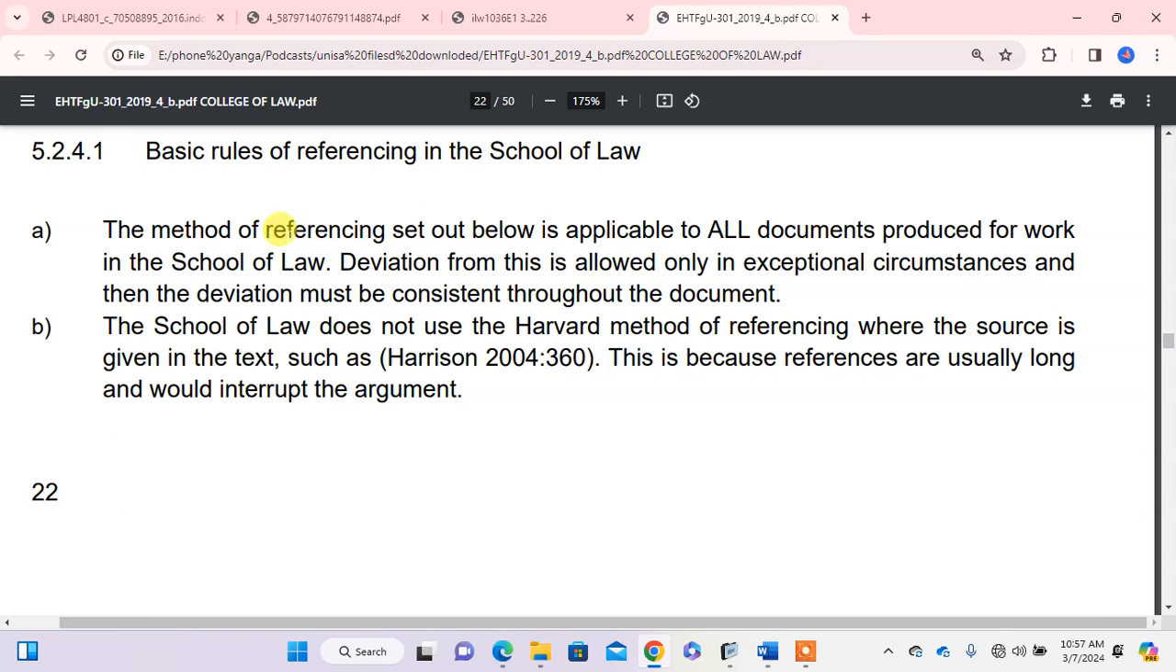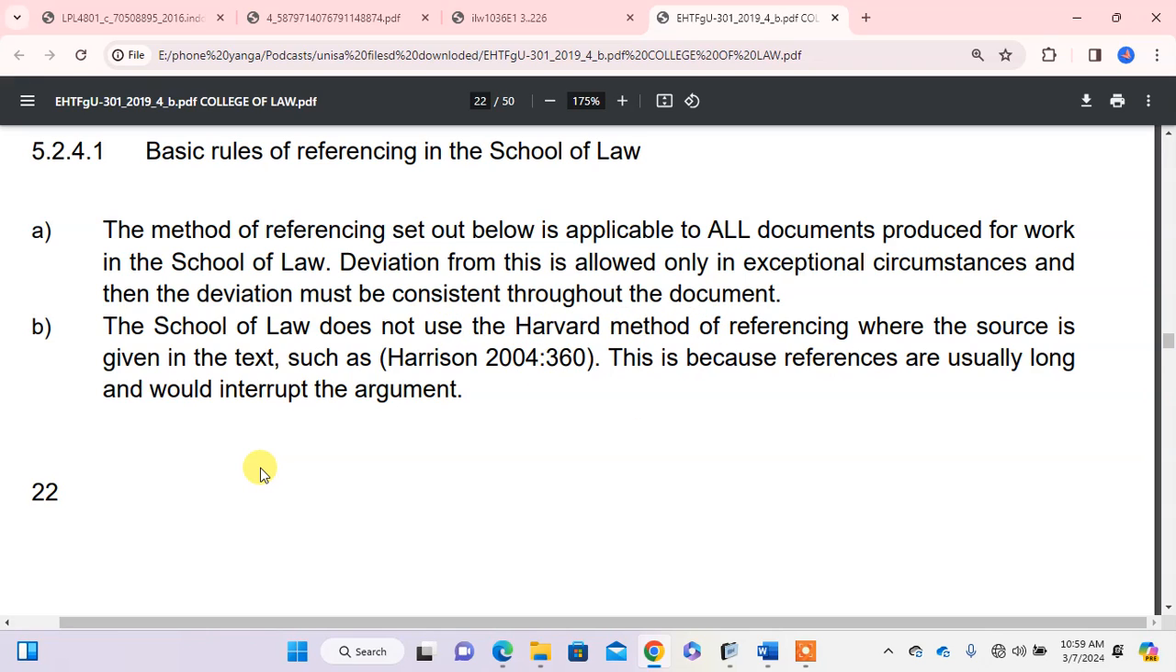It stated that the method of referencing set out below is applicable to all documents produced for work in the School of Law. Deviation from this is allowed only in exceptional circumstances, and then the deviation must be consistent throughout the document. The School of Law does not use the Harvard method of referencing, where the source is given in the text, such as Horizon 2004-360. This is because references are usually long and will interrupt the argument.